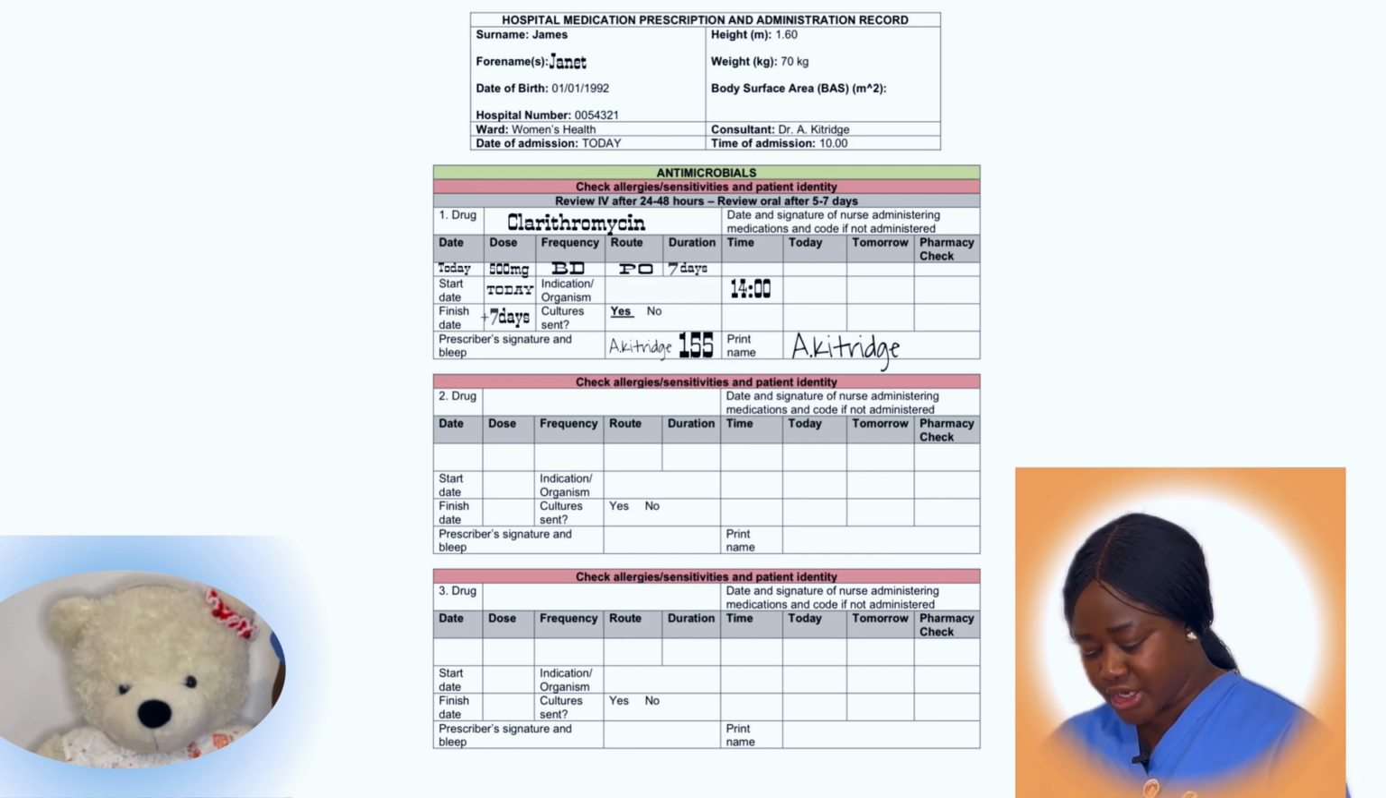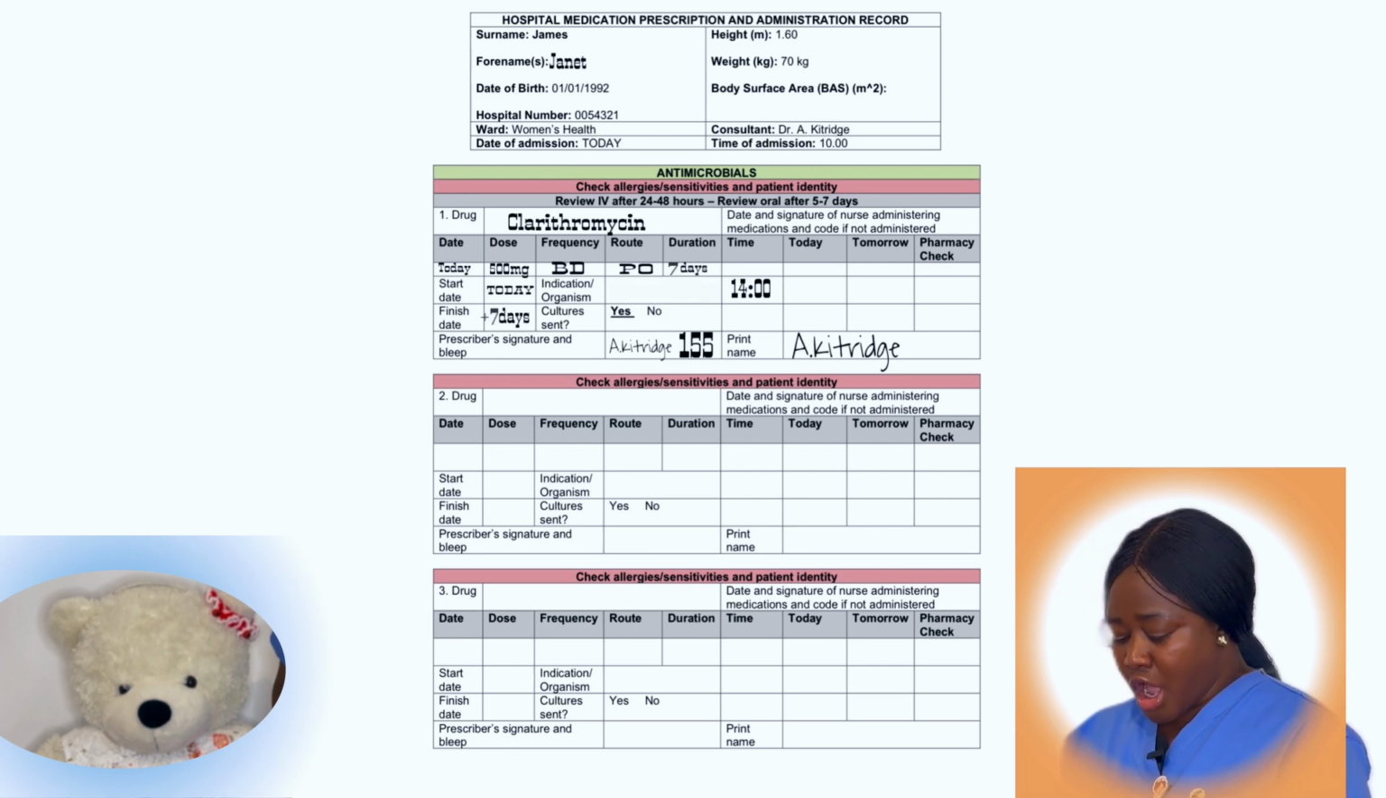Duly signed by Dr. A. Kittredge, blip number 155. Print name Kittredge. It's due at my time, which is 14th hour.